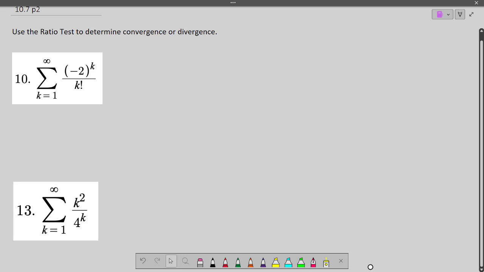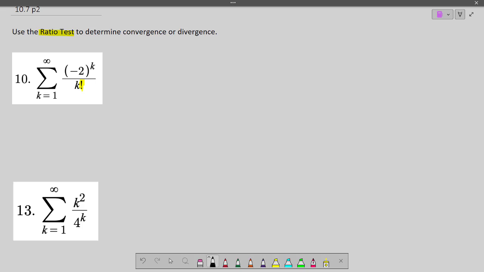Now, the ratio test is awesome whenever you see a factorial. There was no derivative in this test, so we didn't have to deal with trying to take a derivative of a factorial or anything like that. The ratio test works beautifully when there's a factorial, because we're going to form this ratio of a sub k plus 1 over a sub k, and the factorial can cancel. So that's going to be super nice.